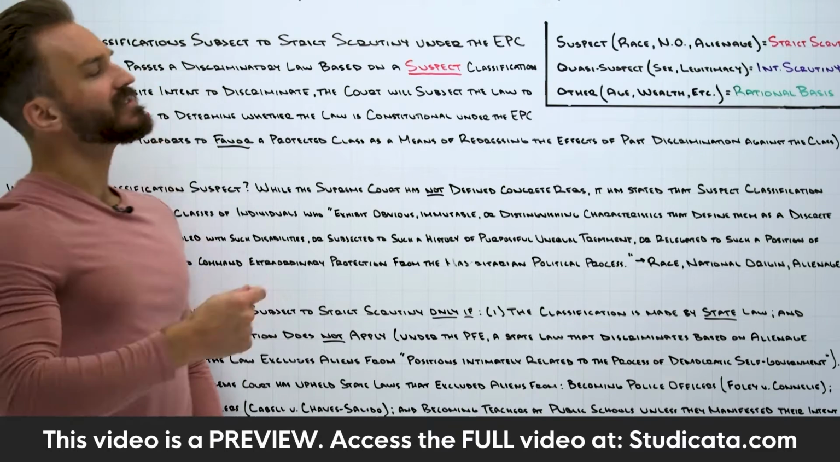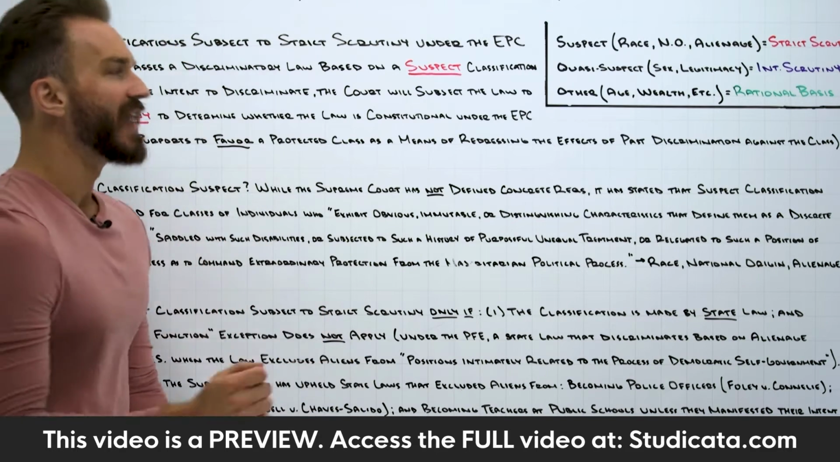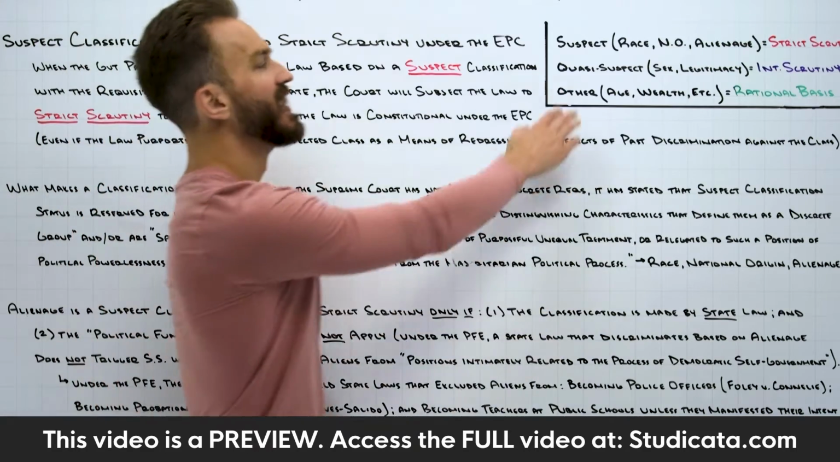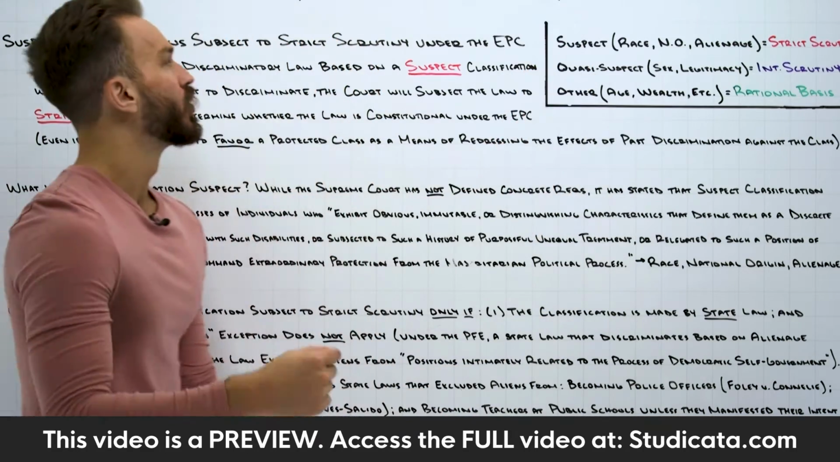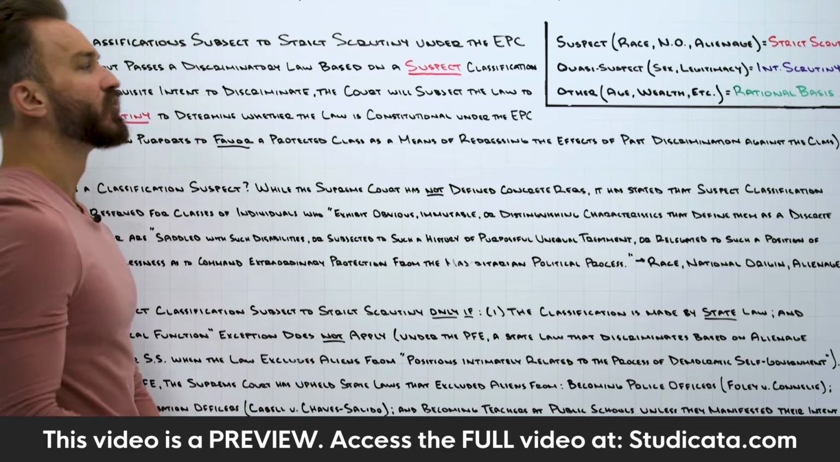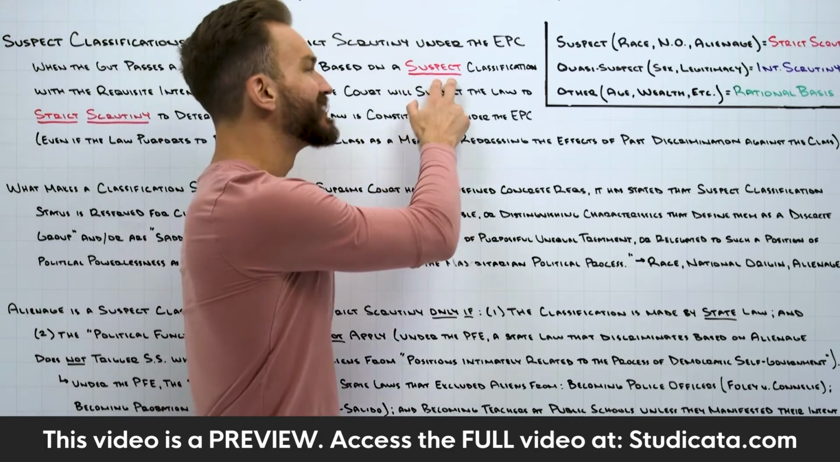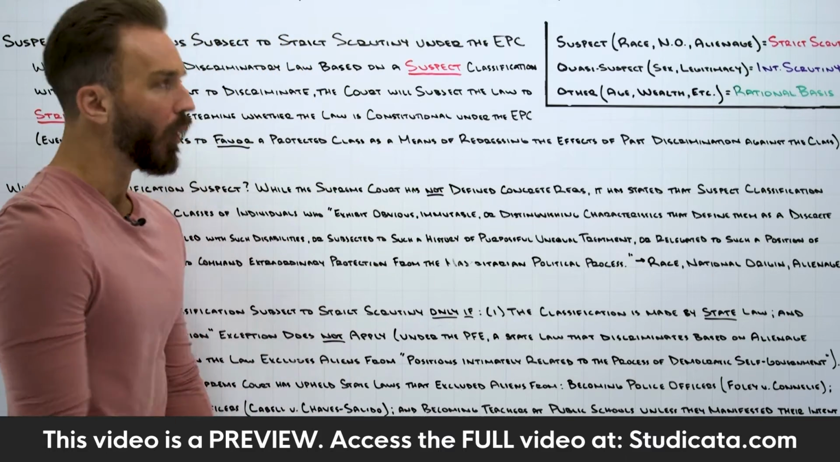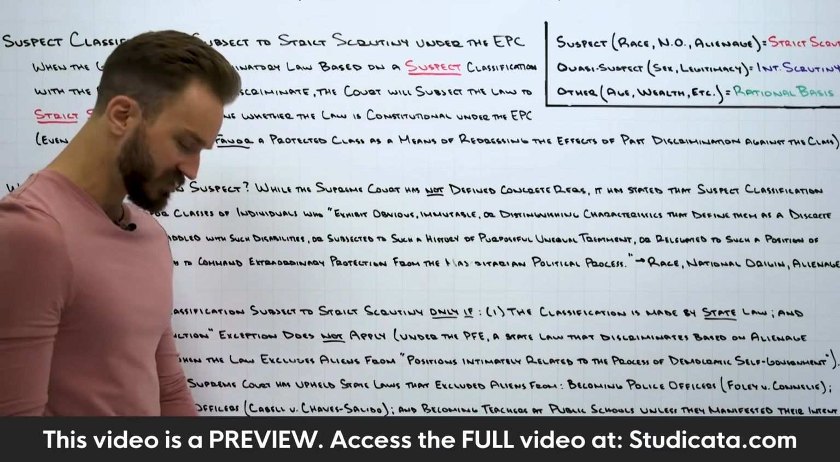All right, and so in this lesson, we're really going to focus on the analysis when we're dealing with a suspect classification. We're applying strict scrutiny because the government is discriminating against a suspect class of people. Okay, what does that analysis look like?